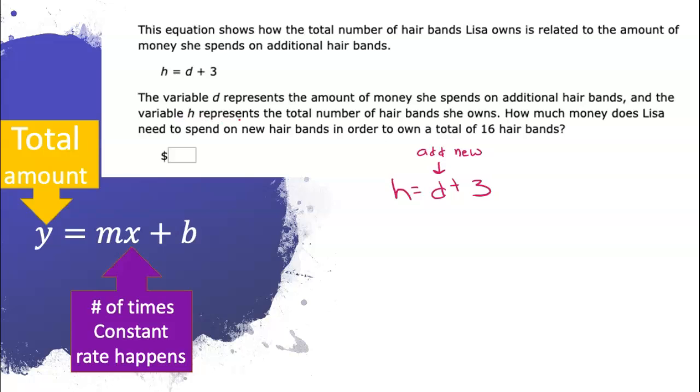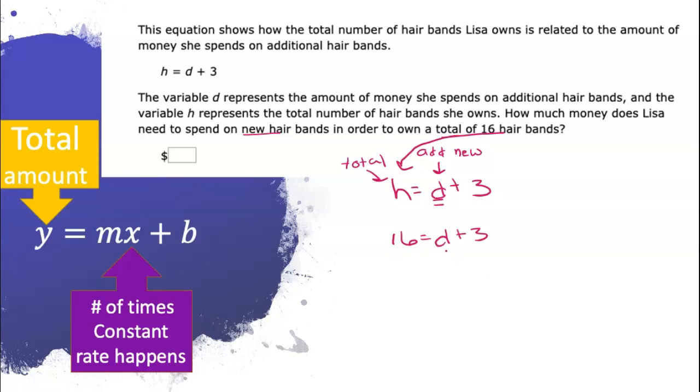And the H represents the total number of hair bands. So H is my total hair bands. How much money does Lisa spend on new hair bands? So I don't know my new ones. This is what I don't know. In order to own a total of 16, the total of 16 would go exactly where H is. So 16 equals D plus 3.